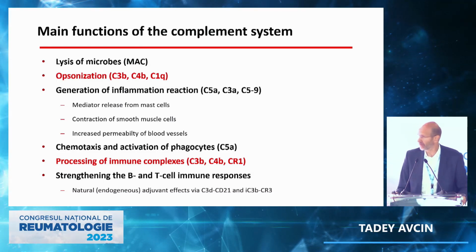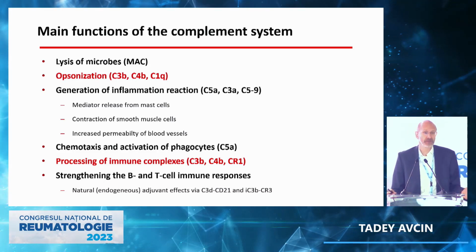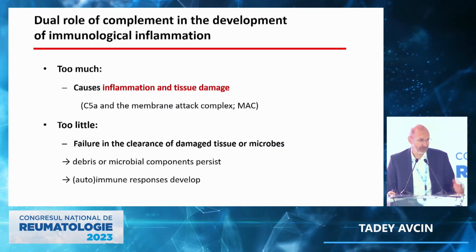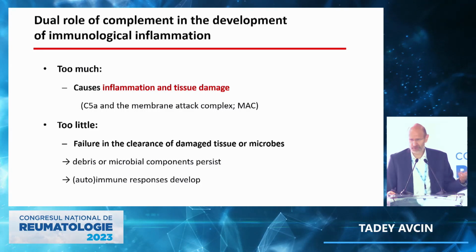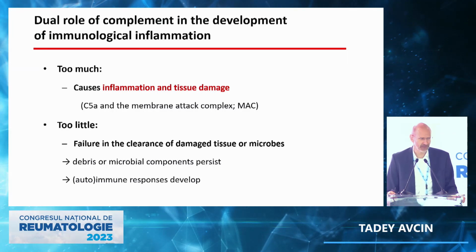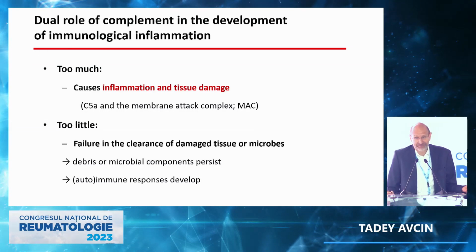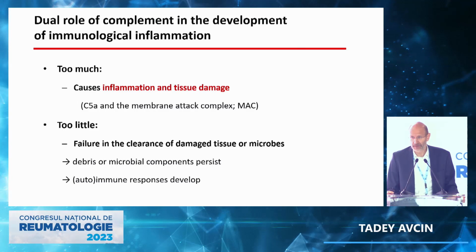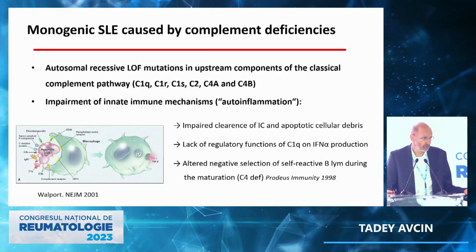So the function that I would like to particularly highlight is complement function in opsonization and processing of immune complexes. Complement has a dual role in the development of the clinical picture of SLE. We know that complement is devastating for SLE, right? It causes inflammation, it causes tissue damage. So if you have a monogenic defect of complement, how come this is associated with SLE? But this is the case, that too little complement can also cause the clinical picture of SLE. You would have failure of clearance of damaged tissue. So apoptotic bodies would not be removed, immune complexes would not be removed, and this would cause an autoimmune response.